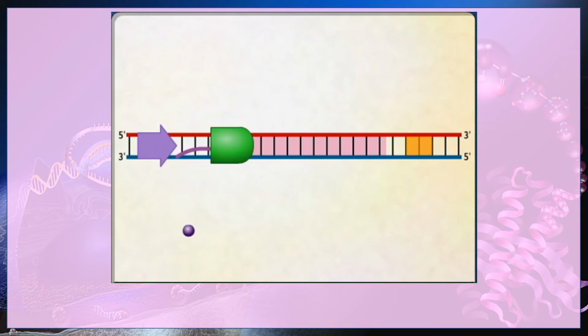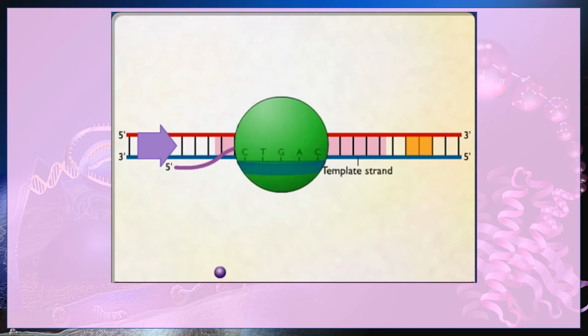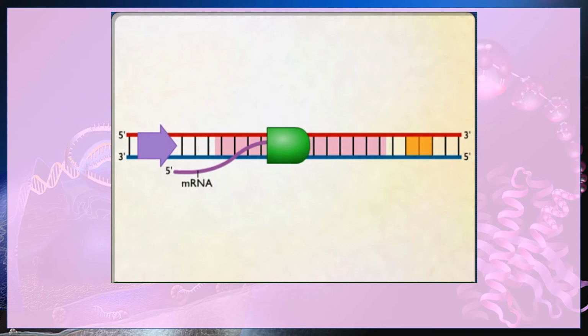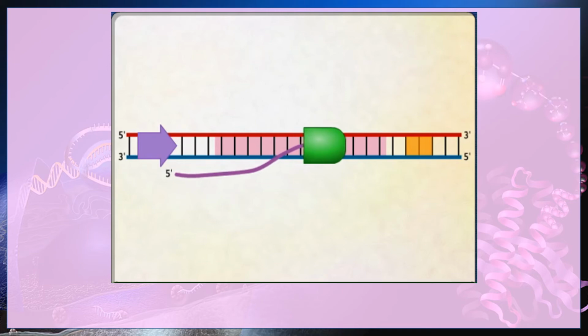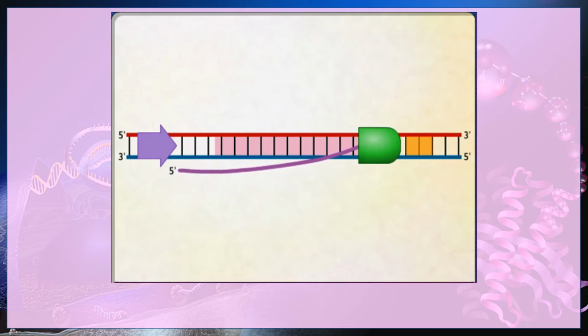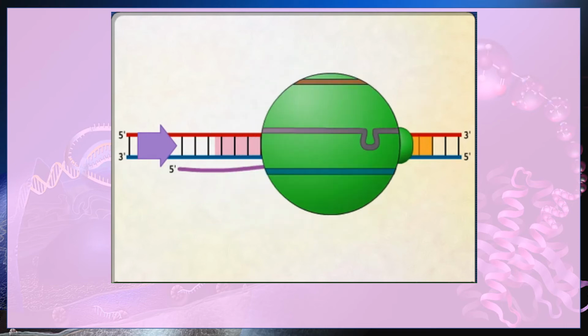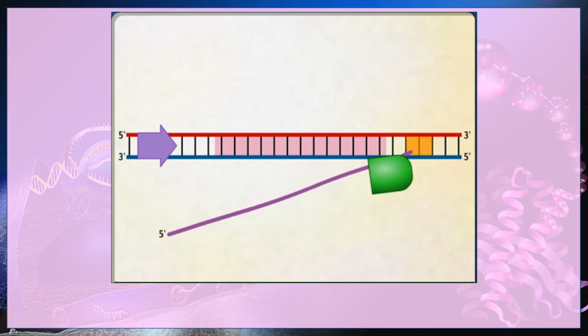RNA polymerase moves along the template strand of the DNA, synthesizing the complementary single-stranded messenger RNA molecule. Synthesis is in the 5' to 3' direction, with new nucleotides being added to the 3' end of the growing messenger RNA molecule. As the RNA polymerase advances along the DNA, it melts a new stretch of DNA and allows the previous stretch to close. When RNA polymerase reaches a specific sequence of nucleotides on the DNA called the transcription terminator, a hairpin loop structure forms in the messenger RNA, causing the RNA polymerase and the messenger RNA to dissociate from the DNA.